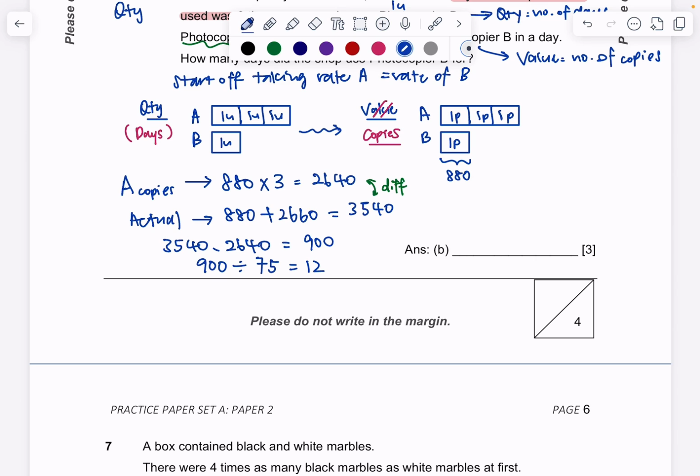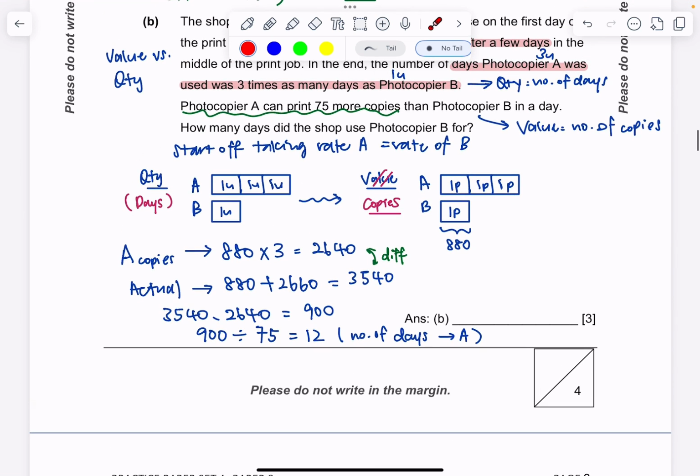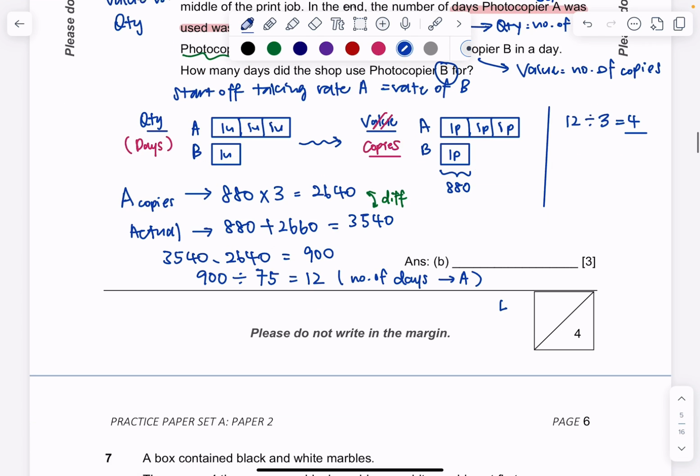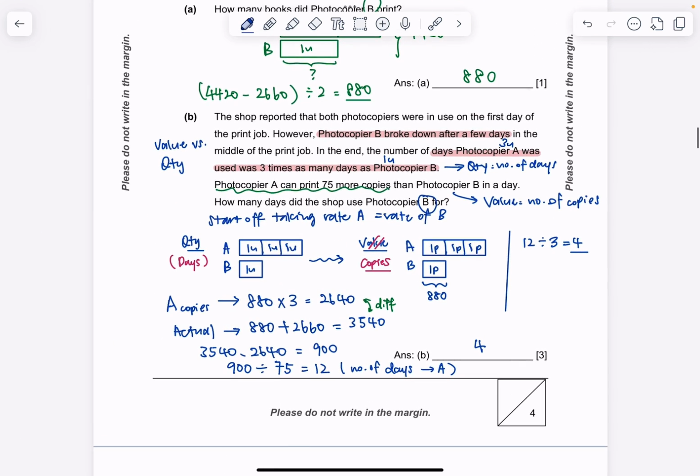Therefore, this number of days actually speaks for the number of days for A, right? Because we have been talking about A's copies and the actual number of copies that A has printed. So this 12 would mean the number of days that photocopier A has been working. So the very last step to find out the number of days that photocopier B was on would be to take 12 divided by 3, which is 4. So actually photocopier B has only been used for 4 days. So this is the complete solution for part B.